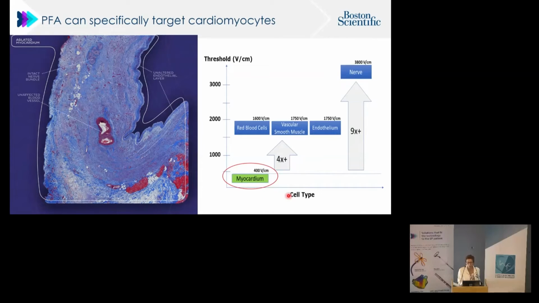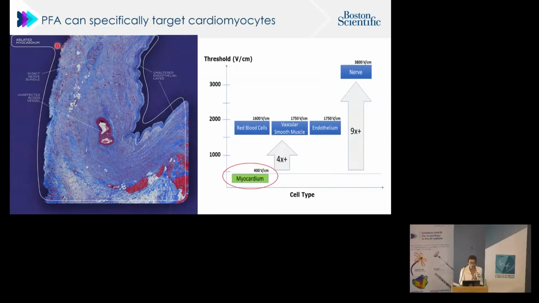And we are very lucky here because the myocardium has a threshold that is really low compared to the adjacent structures like red blood cells, vascular smooth muscle, or even endothelium, so 4 times lower than these structures, and even 9 times lower than the nerves, which means that by applying a certain level of voltage, we will only ablate myocardium, leaving all the other structures unaltered.